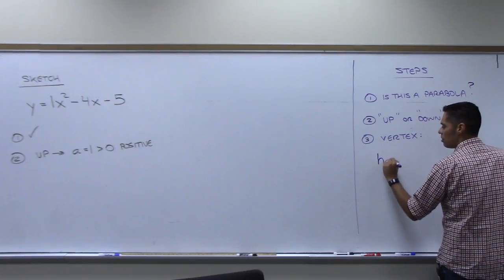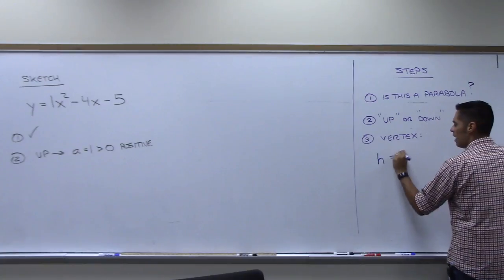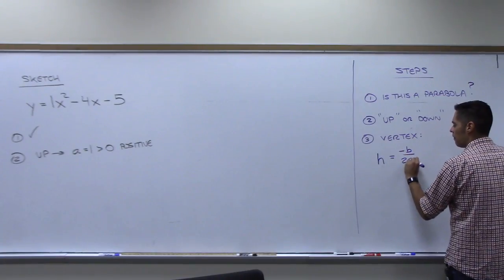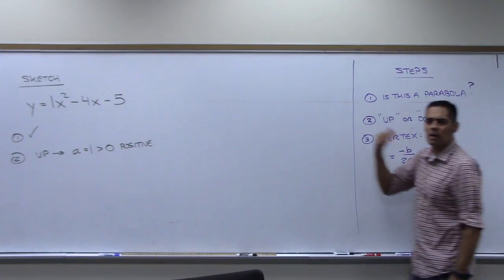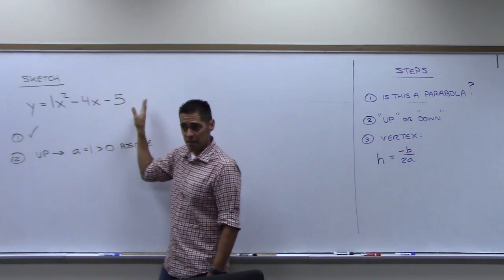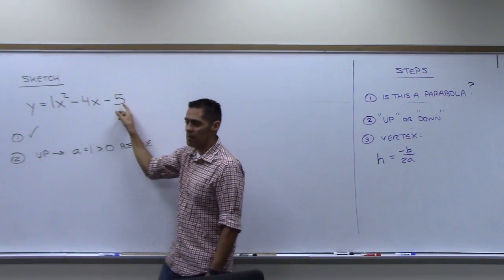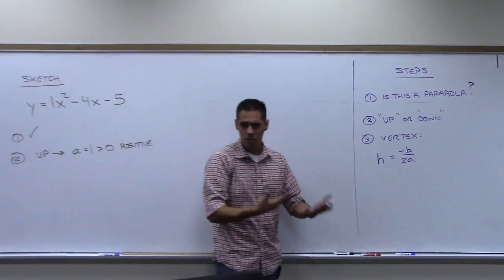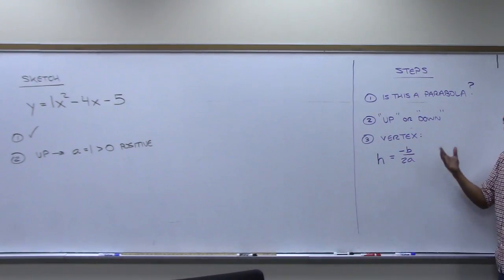The h that you're looking for is negative b over 2a, always. When I say negative b over 2a, I'm referring back to this being ax squared plus bx plus c. So the a is the 1, the b is the negative 4, the c is the negative 5, just like when we were using the quadratic formula. So we just compute that, and that'll give you your h.